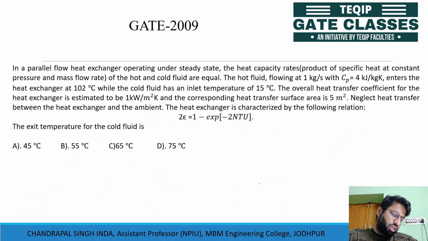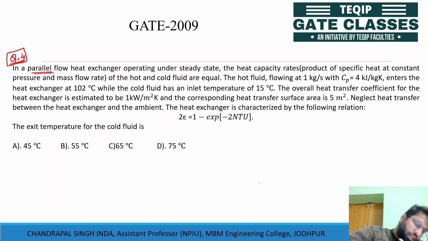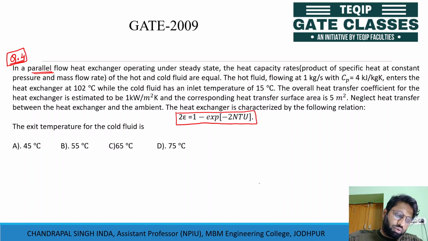This question was asked in GATE 2009, question number 4. In a parallel flow heat exchanger, the expression for the effectiveness is 2 times effectiveness equal to 1 minus exponential of minus 2 NTU. This expression is used when C minimum is equal to C maximum.